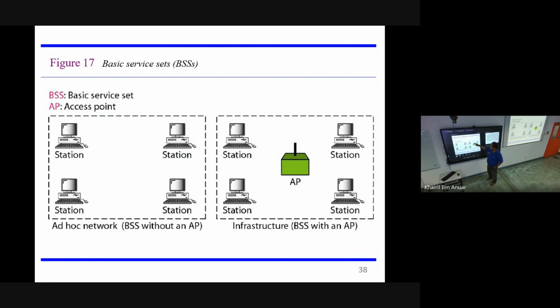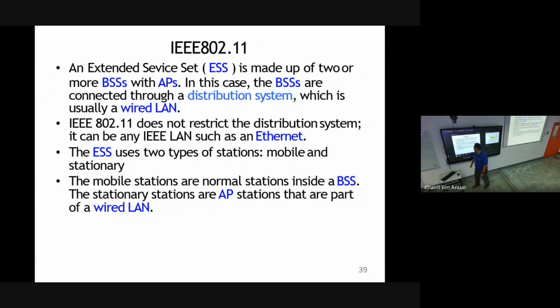Okay, so this is the BSS with an AP. And then this represents the ad hoc network, which is what we call a mesh connection. We can say ad hoc or mesh connection, because the stations can be connected to each other without any access point. But the basic service set will need to have this access point, and this access point can be extended to your internet. Okay.